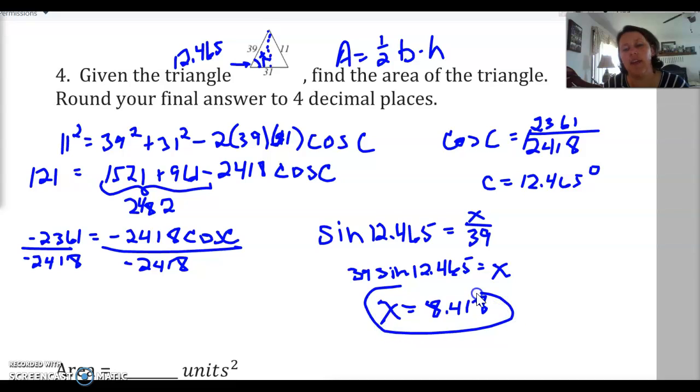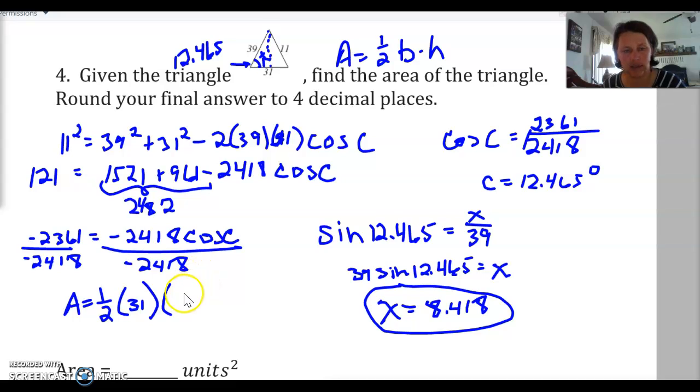Now, that tells us the height of our triangle. So now we can go back to our equation and actually find the area. So our area is equal to 1/2 times the base, which is 31, times the height, which is 8.418. Multiplying all of that together, you will get the total area of your triangle is 130.481. And that's how you find the area of your triangle if you're given 3 sides and it is not a right triangle.